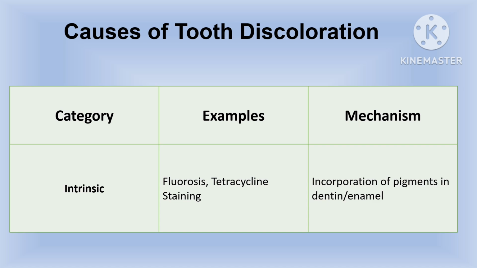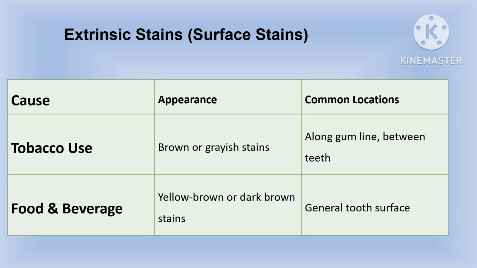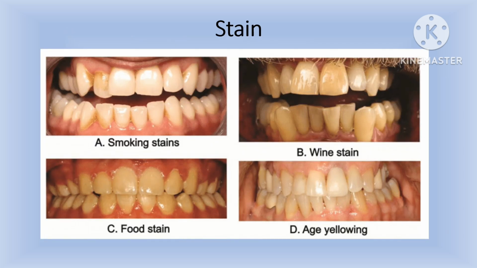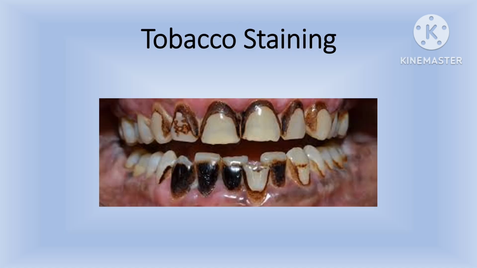Extrinsic stains occur on the surface of teeth, typically due to external factors such as food, beverages, and tobacco use. These stains are usually yellow, brown, or black in color and are primarily visible on the outer layer of the enamel. They are often found along the gum line and in interproximal areas.